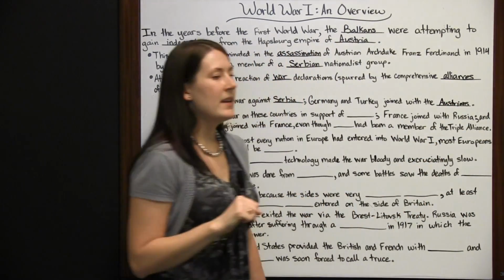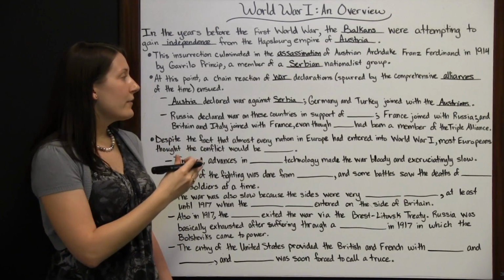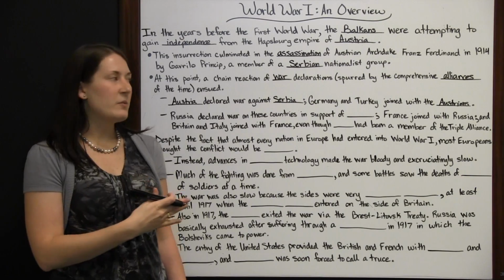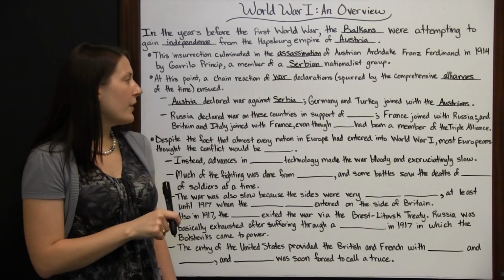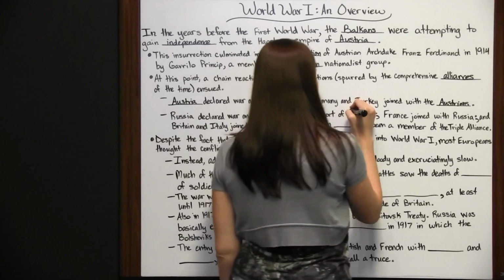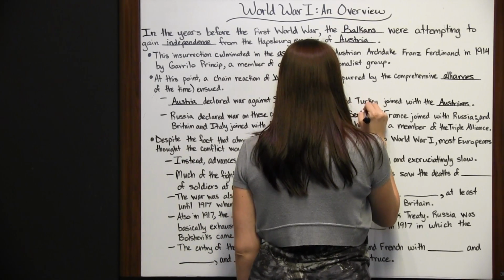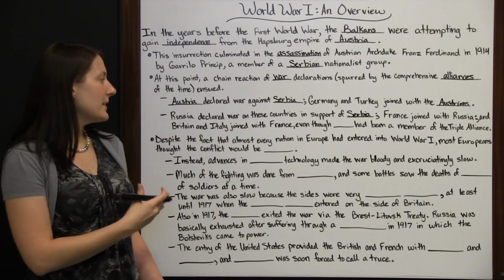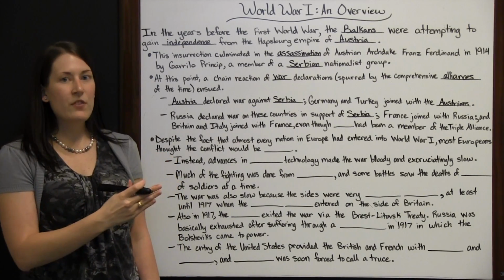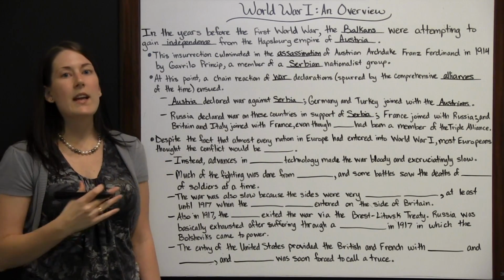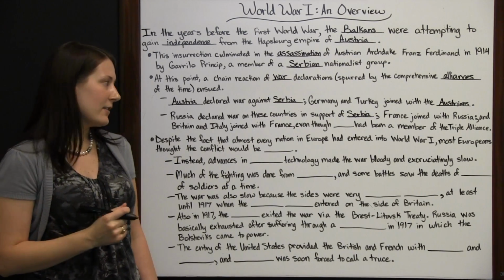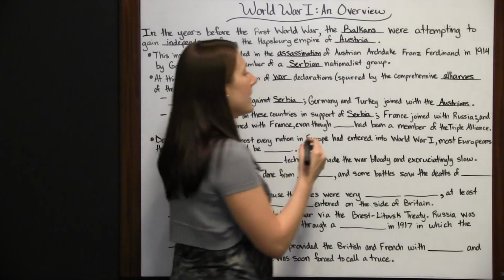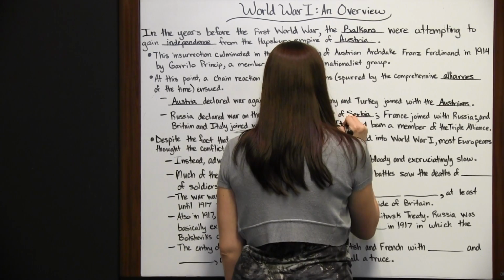Germany and Austria had been in the Triple Alliance together, therefore Germany was supposed to back up Austria, and it did, and Turkey also joined with them. Russia declared war on these countries in support of Serbia. So Russia agreed and said, yes, you should be independent, we're going to back you up against the Austrians. France joined with Russia because France, Russia, and Britain had been in the Triple Entente alliance together. And Britain and Italy joined with France, even though Italy had been a member of the Triple Alliance.